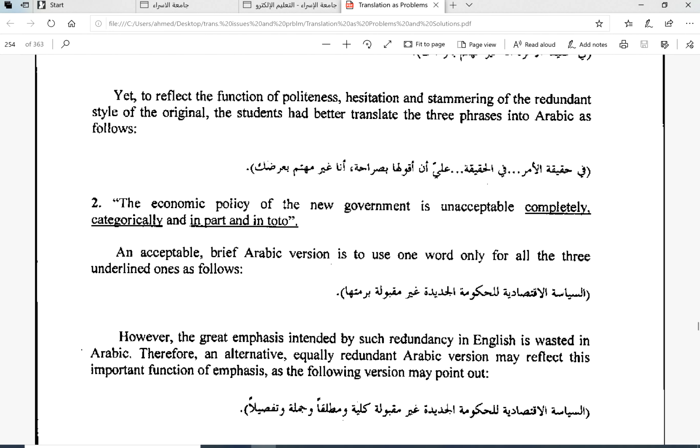Next one is: the economic policy of the new government is unacceptable completely, categorically, in part and in total. An acceptable brief Arabic version is to use one word for all these three underlined ones as follows. السياسة الاقتصادية للحكومة الجديدة غير مقبولة برمتها.